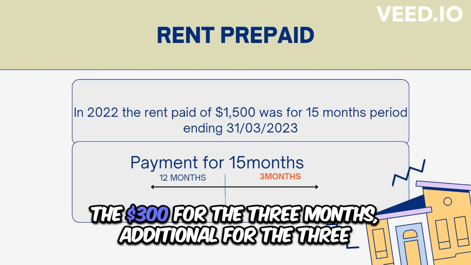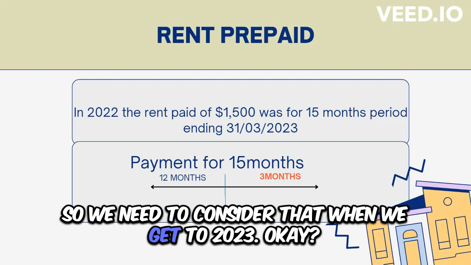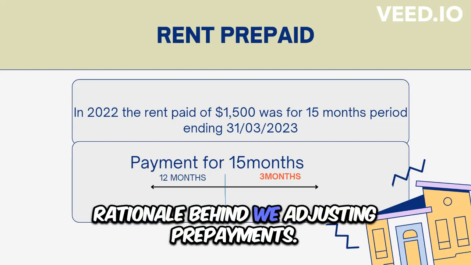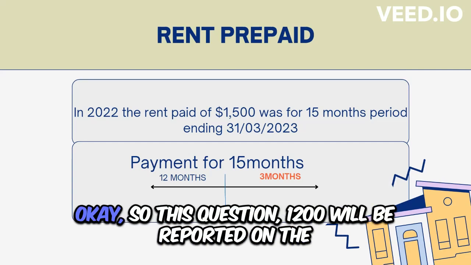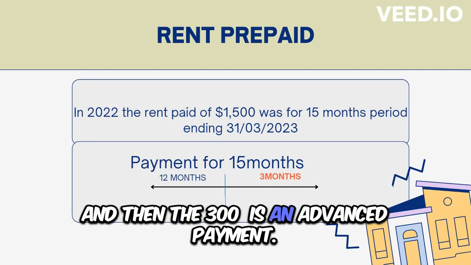The $300 for the 3 additional months, which relates to 2023, is not for this year. So we need to consider that when we get to 2023. Okay, so that is the rationale behind adjusting prepayments. So this 1,200 will be reported in the P&L as our expenses for rent. And then the $300 is an advance payment.